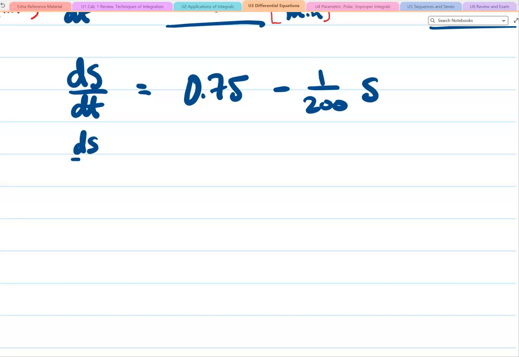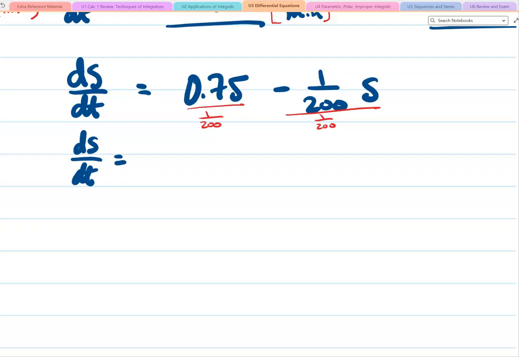So I'm going to note that dS/dt is equal to, I'm going to treat this 0.75 like a GCF. If I factor out a 0.75, or actually no, I take that back. Let's isolate the S. Let's use the 1/200th as our GCF. Let's do that. Let's do it this way.